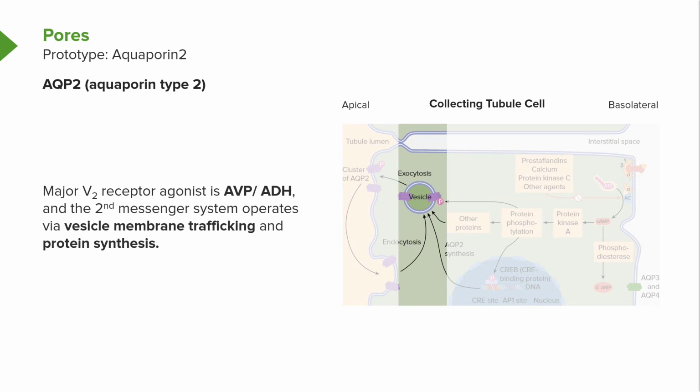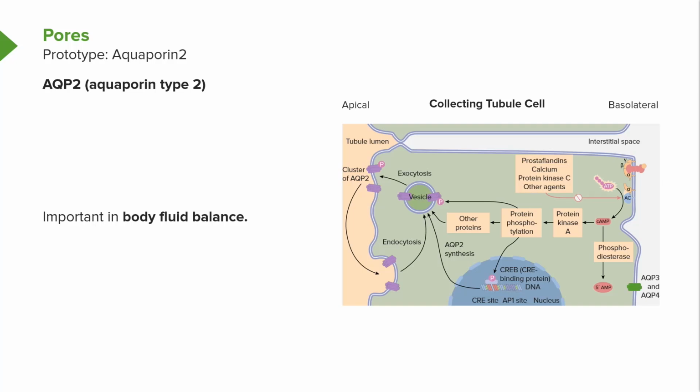How does this process work? It can be seen here, where you need to have binding of this arginine vasopressin to a particular receptor, and then through a signaling process, you will both make more aquaporin 2 and cause phosphorylation of various proteins to make these vesicles dock and fuse on the apical membrane. And this is how this kind of pore system works, and how aquaporin 2 channels importantly affect body fluid balance in the kidney.